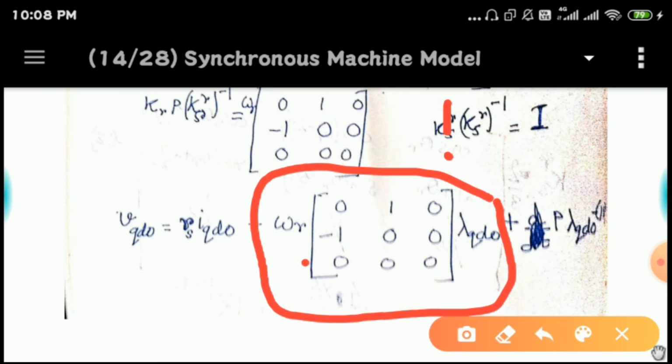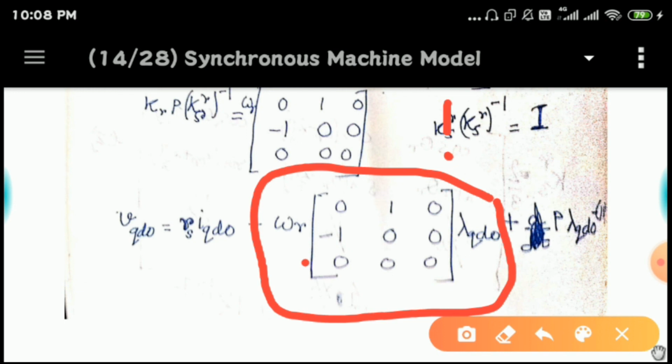Now, again, another interesting question: why in case of vq it is plus omega r lambda d, and in case of vd why it is minus omega r lambda q. You must think, and I expect at least one or two will ask me this question and get back to me for the answer.